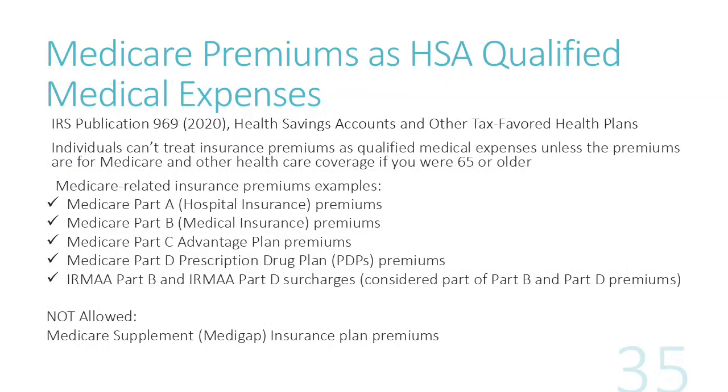Normally, insurance premiums are not considered qualified medical expenses for distribution from an HSA account. However, once an individual turns age 65 or older, HSA funds can be used for Medicare-related premiums, such as Medicare Part A, if applicable, Medicare Part B medical insurance, Medicare Part C Advantage plans, and Medicare Part D prescription drug plans. The one exception are premiums for Medicare supplements or Medigap insurance plans. They are not considered qualified medical expenses by the IRS.